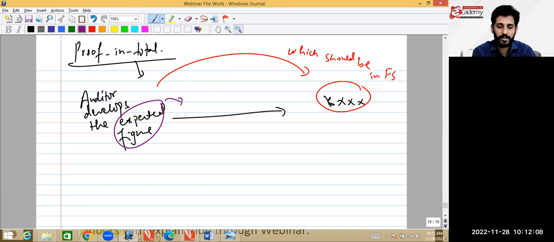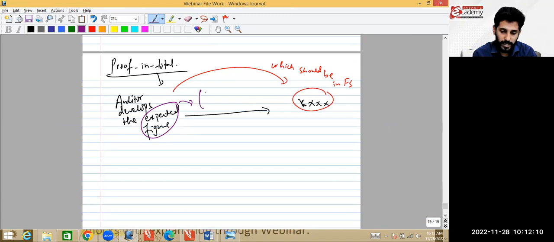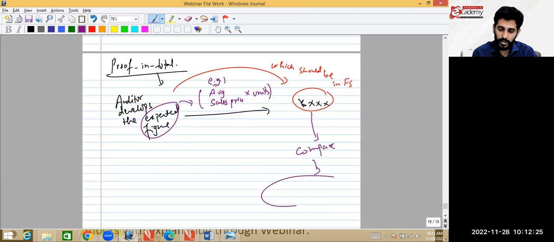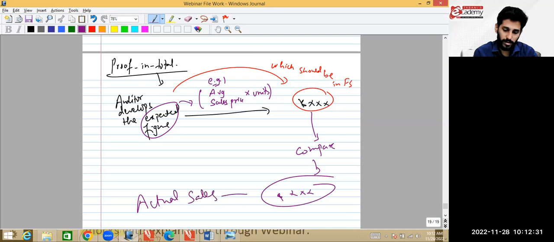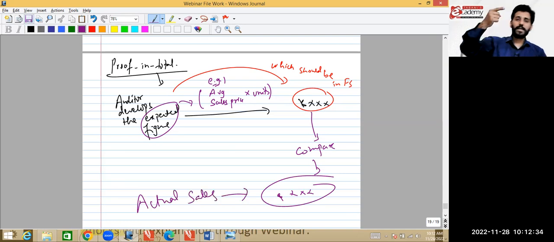For example, the average sales. And you will be writing like the example I am writing here: average sales price multiplied by units, and you will have to compare this with the actual sales. Now let's say if this is a sale item, you will be writing that way: multiply average selling price with the number of units sold and compare it with the actual sales, and investigate the significant variations, right? So this is the thing.